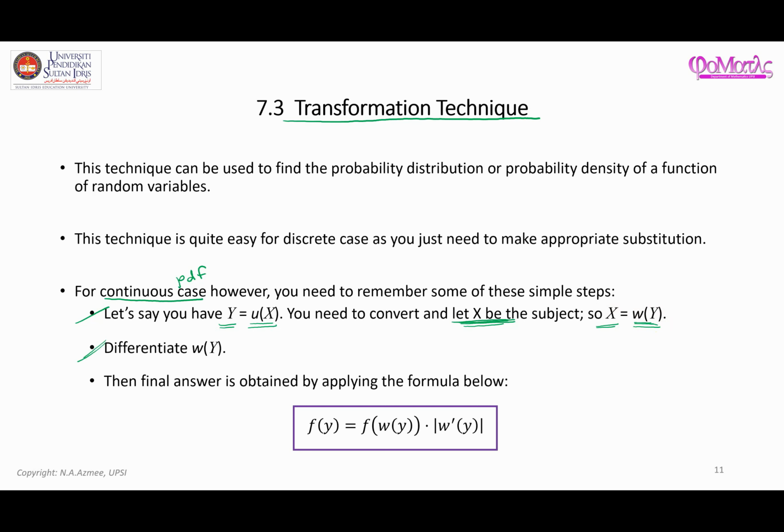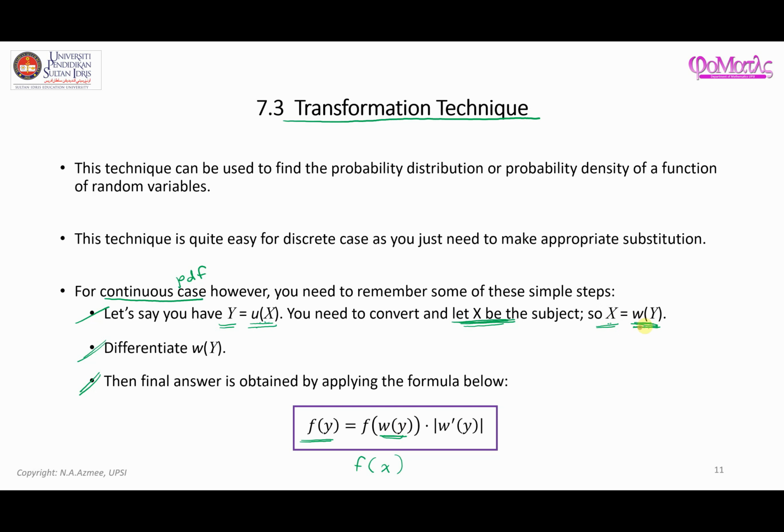You're going to differentiate w(y), and once you're done with that, you're going to apply the formula given here in order to find the PDF for y. So this is the PDF of our random variable, and you are going to substitute w(y) into this function f. So what is this function? Function f here is the PDF of the original random variable, which is x. So you're going to substitute the result here, because x is equal to w(y).